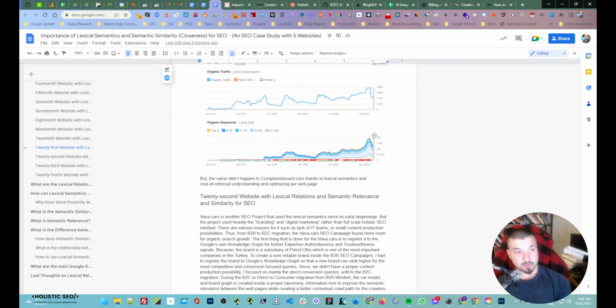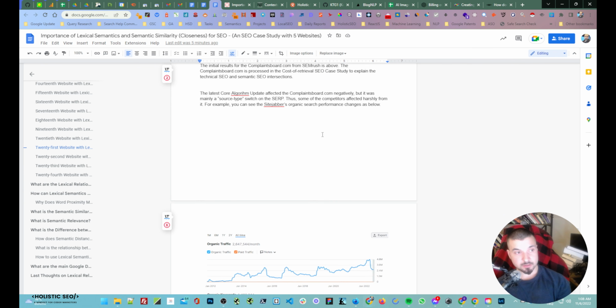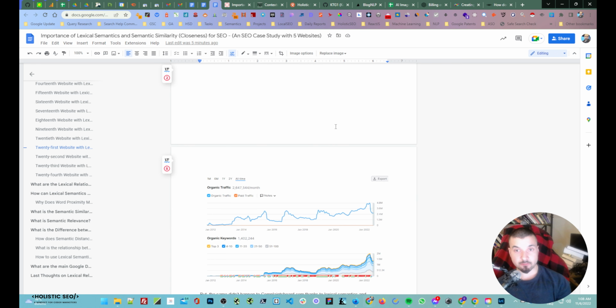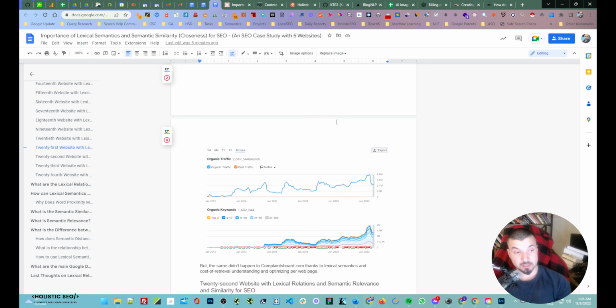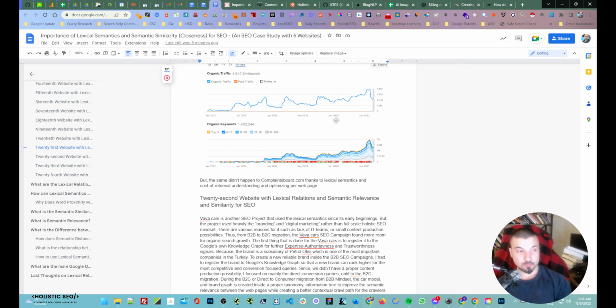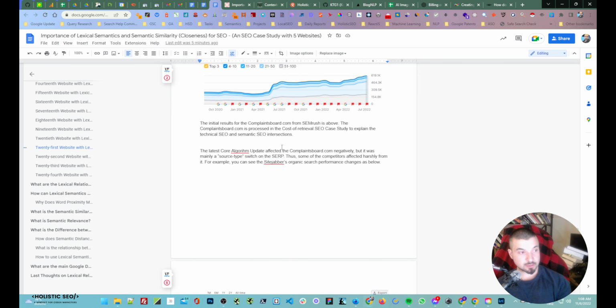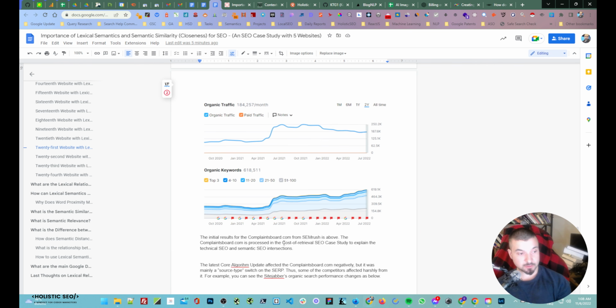If you lose traffic along with your competitors, it means that other types of websites are ranking. For this type of situation, have a brand search demand, have higher PageRank, and have fewer URLs with more value. Focus on the cost of retrieval concept, and this website will be processed in the cost of retrieval case study and the book.